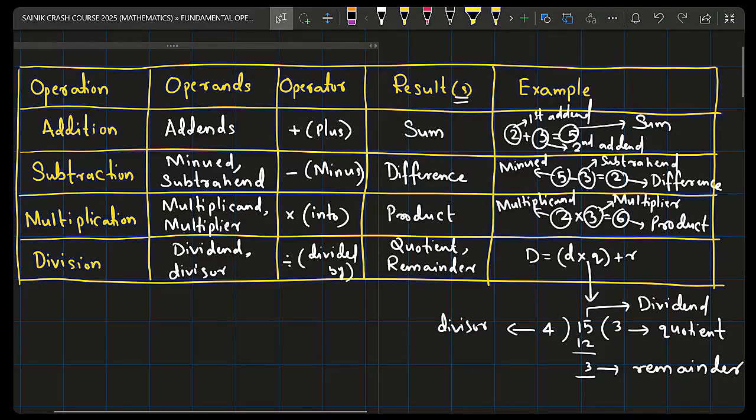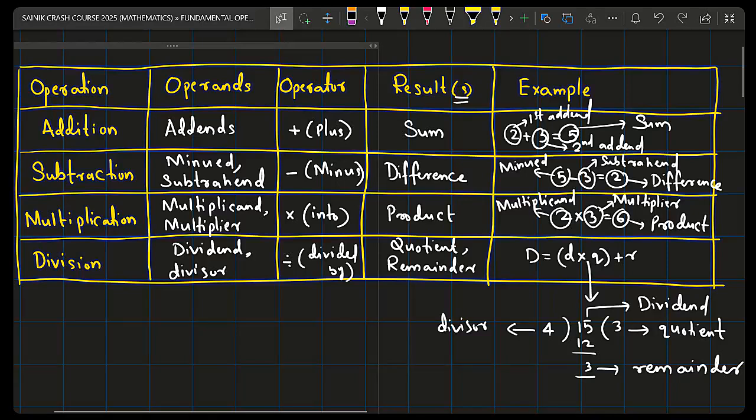Lakshita, can you explain division? In division, the terms which are there before doing the operation are called operands. What are they in division? Dividend and divisor. Okay, sir. The operator we use is divided by. There are two results for division. For all the other operations, we have only one result. But for division, there are two results. What are they? Quotient and remainder.